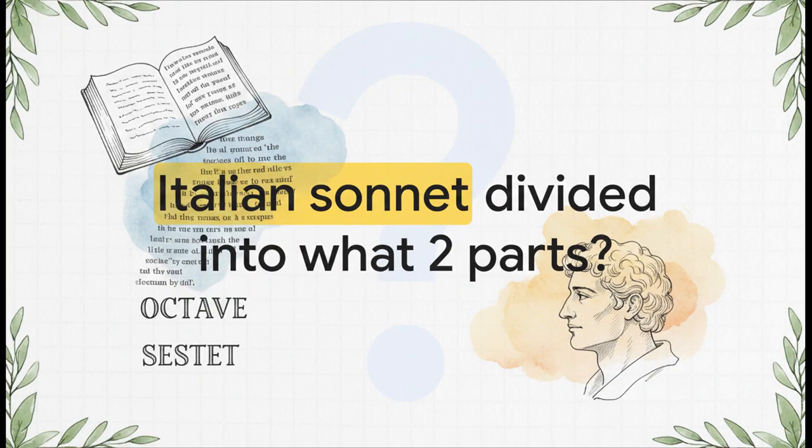That brings us to question 3. The Italian, or Petrarchan sonnet, is divided into which two parts? Here are your choices. A. 3 quatrains and a couplet. B. An octave and a sestet. C. 2 quatrains and 2 tercets. Or D. 14 individual lines with no break. Take a second to lock in your guess. This is absolutely crucial. It's the structural foundation for everything else we're going to cover today.